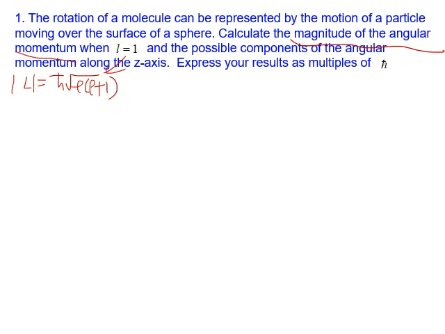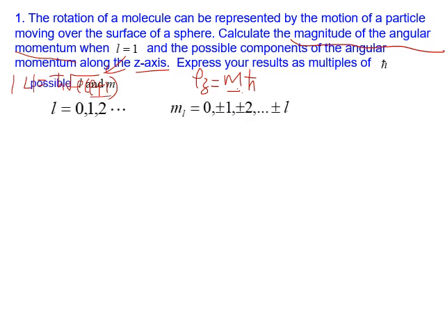And the possible components of angular momentum along the z direction. So the z direction angular momentum is determined by quantum number m, so m times h bar. All right, so you need to find what possible m's you have. M is determined by L. So in general, m is 0, positive, negative 1, until positive, negative L. So if L equals 1, then m can be 0, positive, negative 1. That's all. And then plug into this equation, you can calculate Lz.